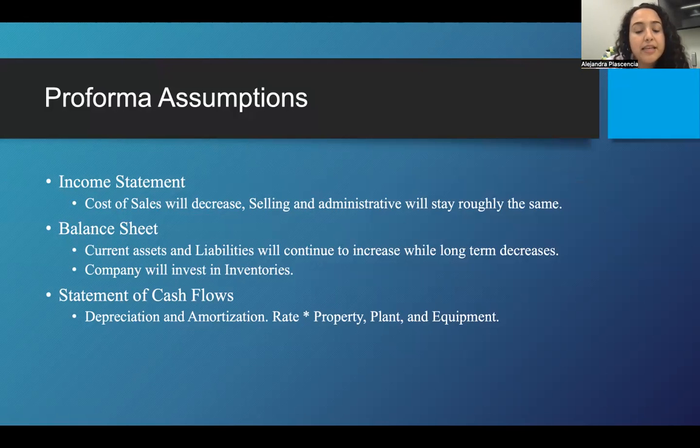And then the statement of cash flows, the only assumption or rate I made was just for the depreciation and amortization of the property, plant, and equipment. And I just took the rate of depreciation from the year before, and then I multiplied it times the property, plant, and equipment that I predict for the next 3 years.